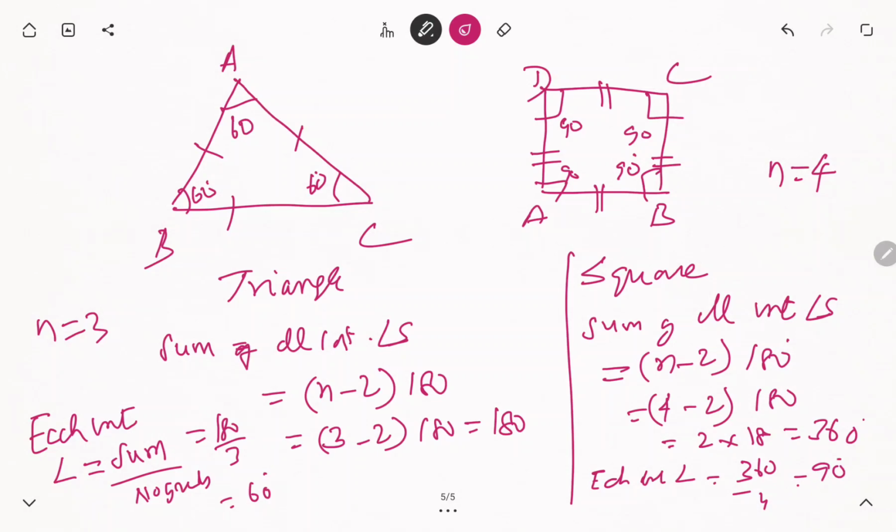See what happened? Here two conditions are satisfied. Sides are also equal, angles are also equal. That's why the equilateral triangle is the exact example. Equilateral triangle is the correct example. No other example you take for this. And here the square is the correct example.